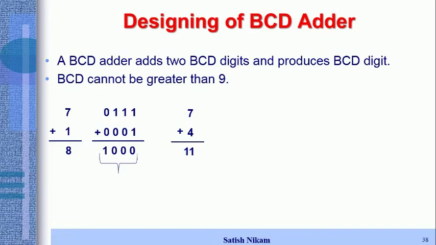Now in binary, how do we perform the addition? 7 we have written here and this is the 4, and if we perform the addition we get this result. But in this result, if we check, this nibble, this 4-bit data which we got, is more than 9, which means it is not a valid BCD.